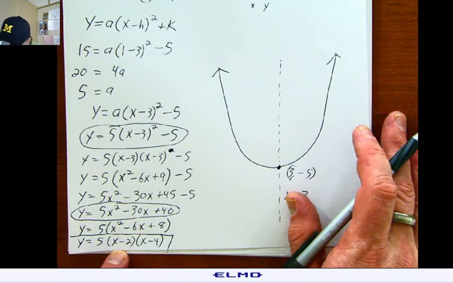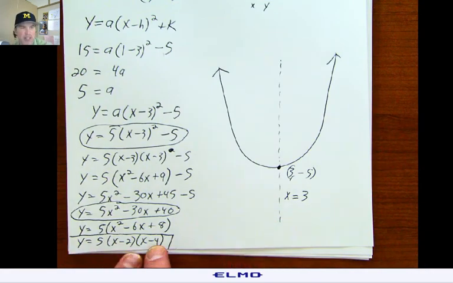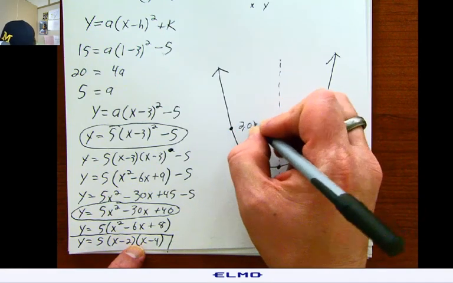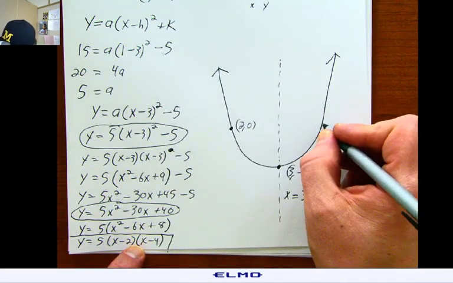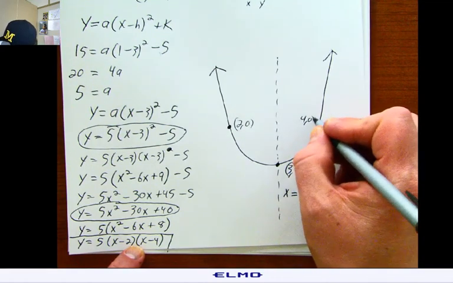Factored form gives me the x-intercepts. If I set x minus 2 equal to 0, I get 2. If I set x minus 4 equal to 0, I get 4. So that means that I have a solution here at (2, 0). Or not a solution, but an x-intercept, and another x-intercept at (4, 0).